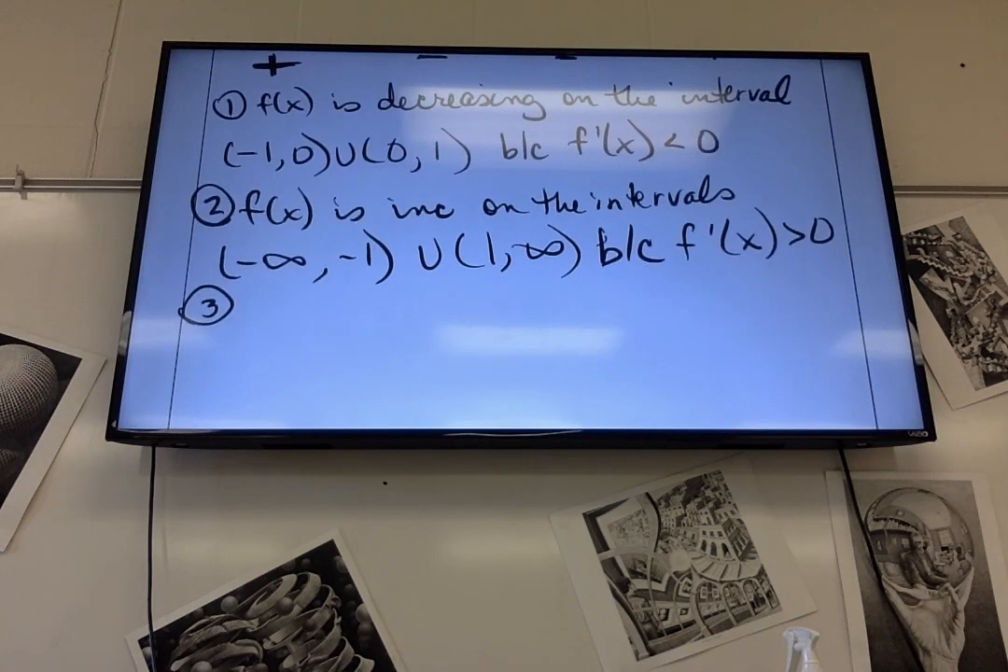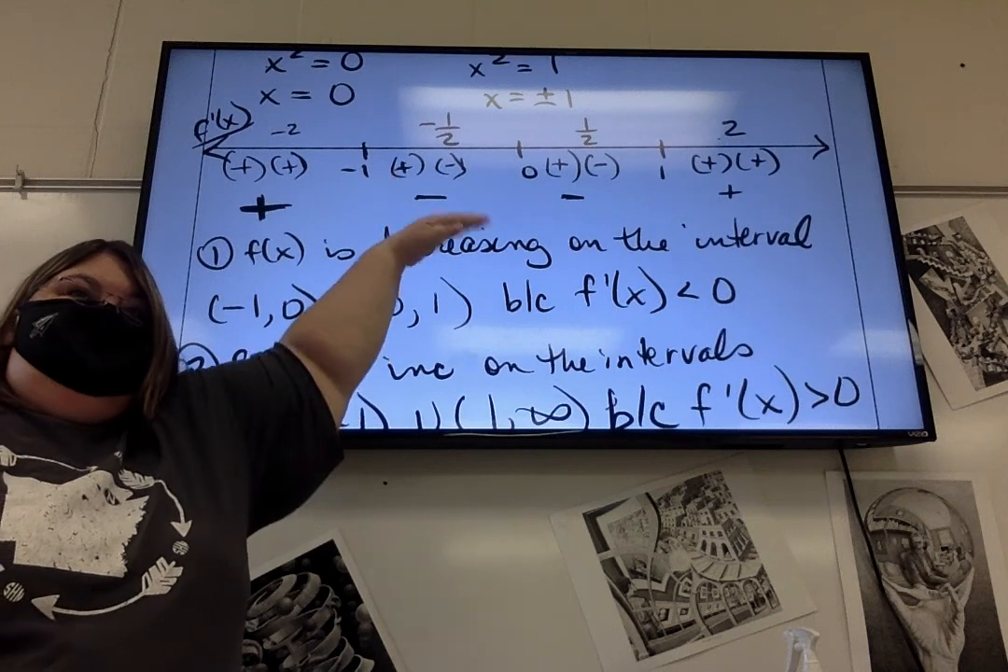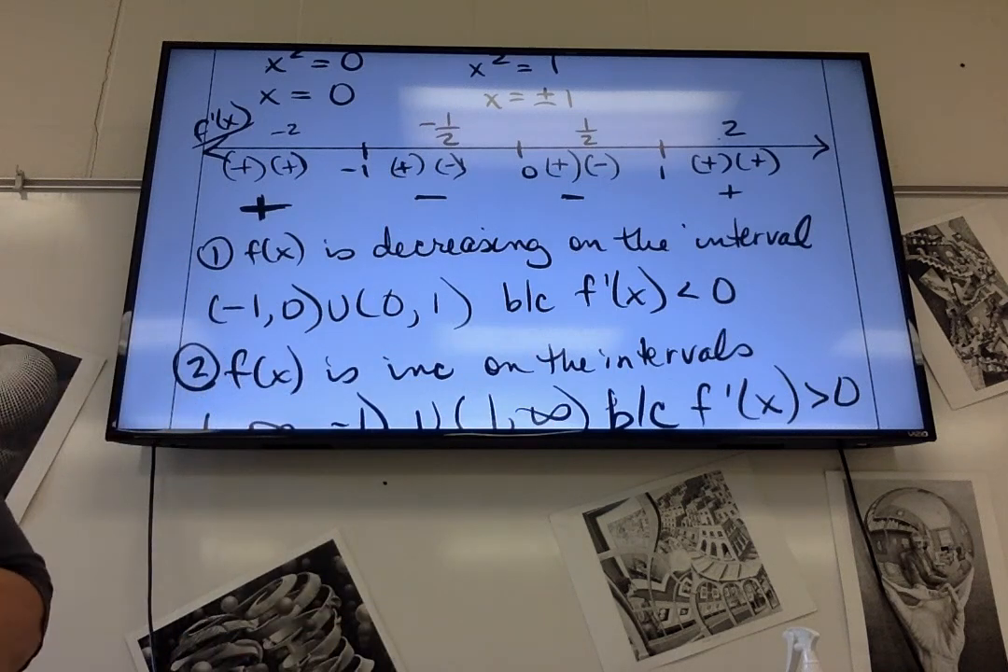So number 3, f of x has a relative maximum at 0. Okay, so maximums occur when it goes from positive to negative. Negative 1. Positive to negative. So yeah, right here.